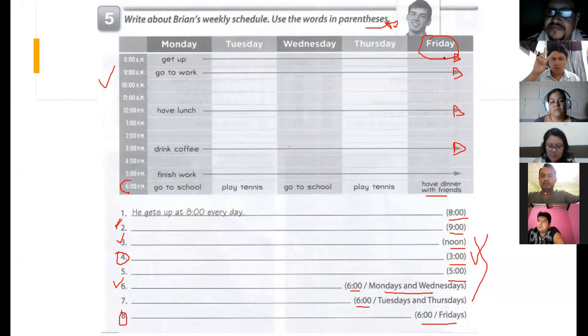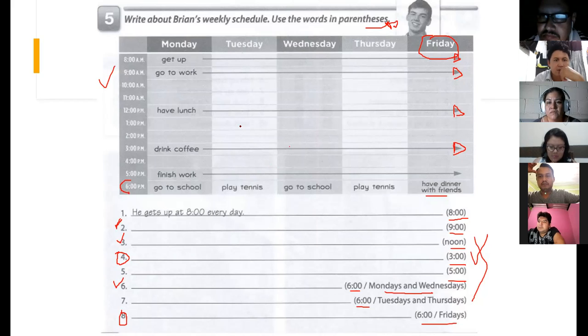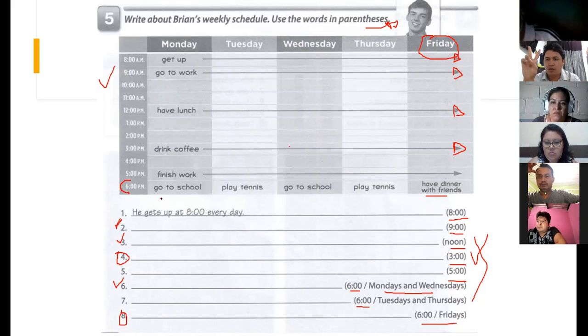You have two options. So you can start, for example, let's see, play tennis on Tuesdays and Thursdays. So I can tell you, at 6 p.m. on Tuesdays and Thursdays, he plays tennis. What I can tell you, Brian plays tennis on Tuesdays and Thursdays at 6 p.m., right? I can tell you that, okay? And I can also tell you, he plays tennis twice a week.